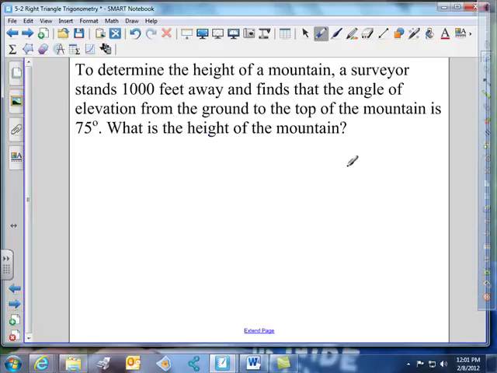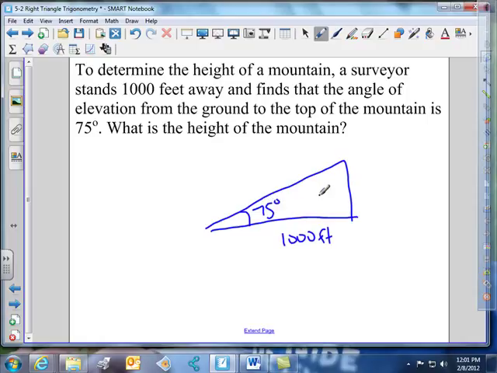So let's take a look at this. To determine the height of a mountain, and I'm just going to use a triangle here. Let's say that's the mountain. The surveyor stands 1,000 feet away. So here's the mountain. This is 1,000 feet away, so that the angle of elevation, there's your angle of elevation, would be 75 degrees. What is the height of the mountain? So x would be the height here.